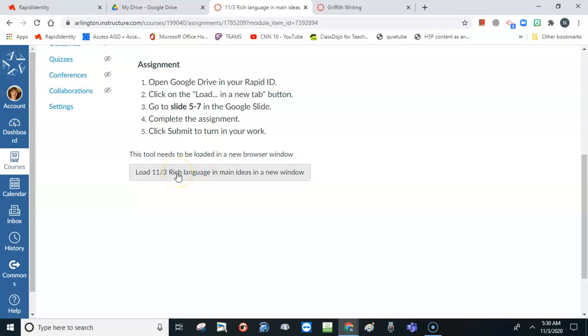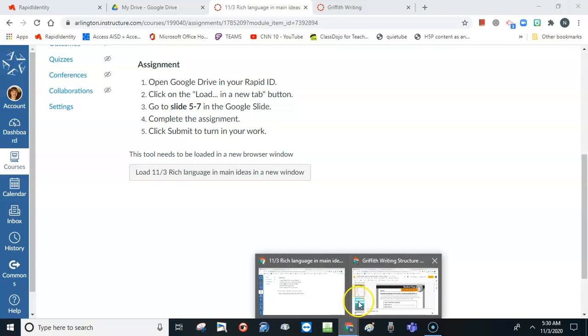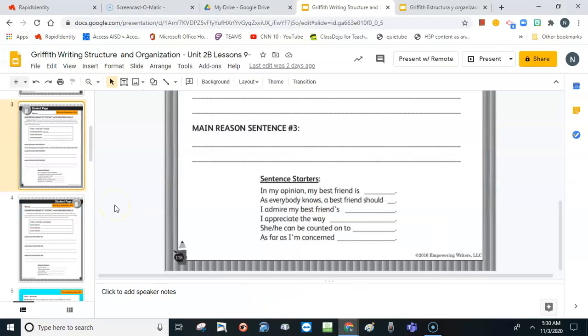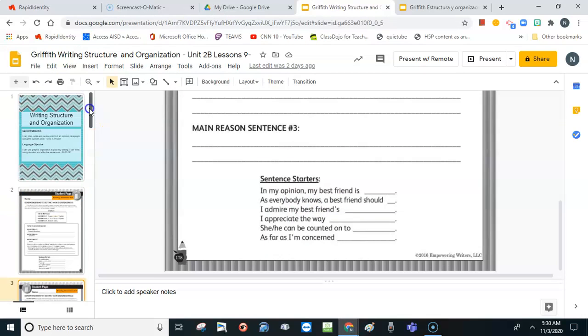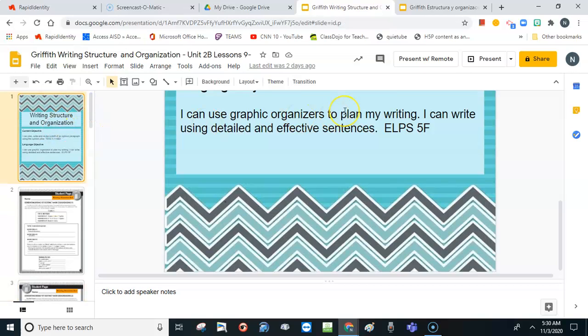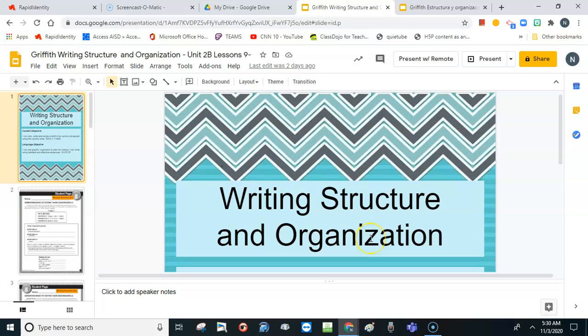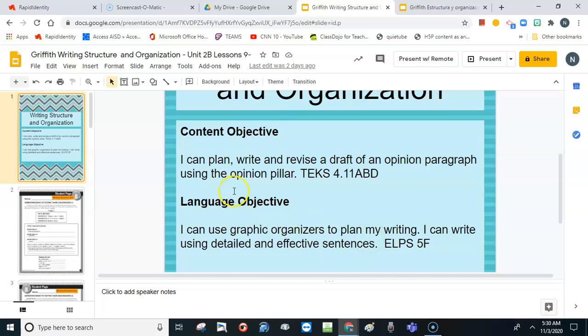Okay, so you're going to click here and that's going to take you to our Google slide that we started with yesterday, which was writing structure and organization. And this whole week we will be working on this content objective. I can plan, write, and revise a draft of an opinion paragraph using the opinion pillar. The language objective. I can use graphic organizers to plan my writing. I can write using detailed and effective sentences.